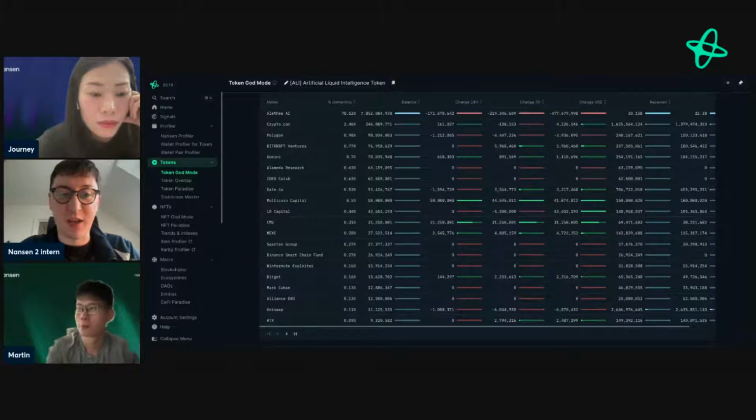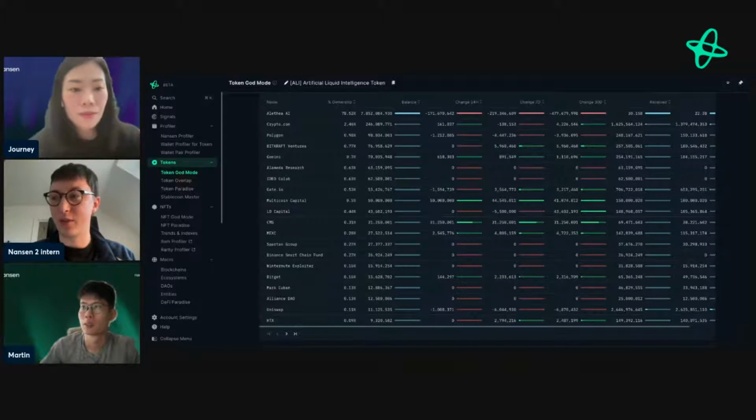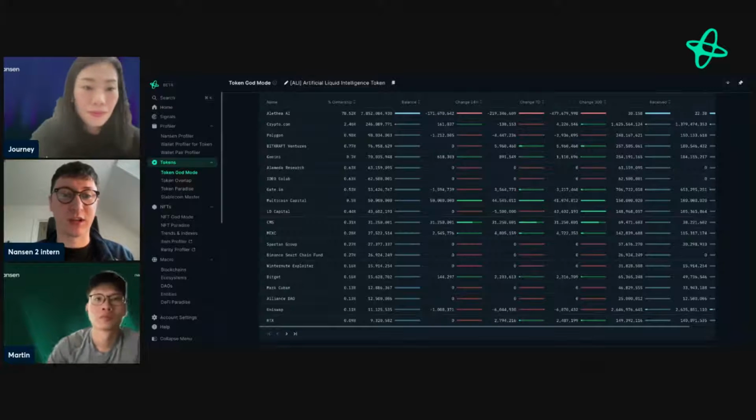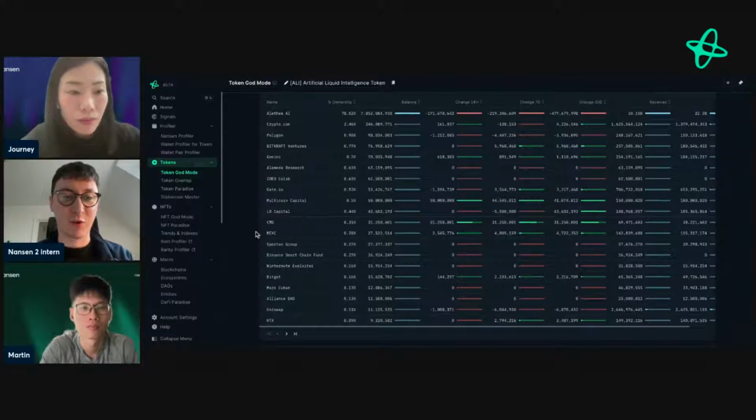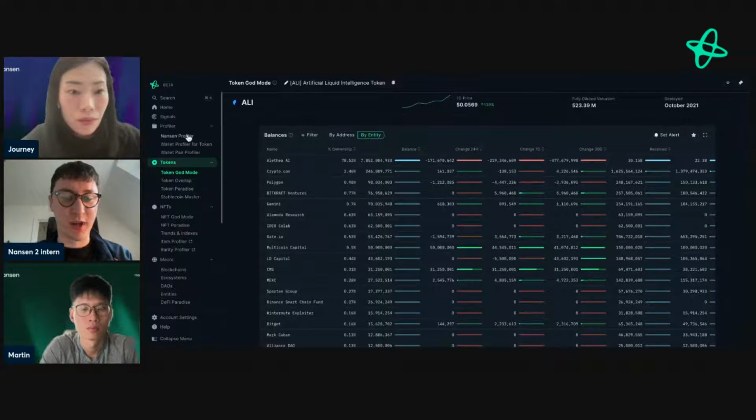So I think that's something that's really important to highlight. So we've covered token god mode and profiler, we've covered signals and how some of them work, we've covered some AI tokens, which are really interesting. So now let's have a proper dive into smart money.